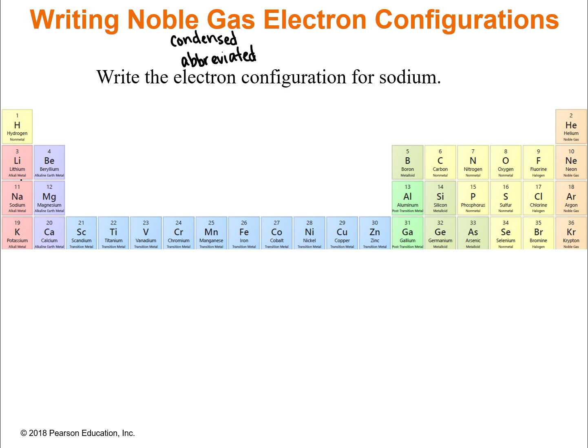So we're going to use sodium. How many electrons does it have? If the atomic number is 11, that means we have 11 protons. And in a neutral atom, the number of protons is equal to the number of electrons. So we've got 11 electrons to place.